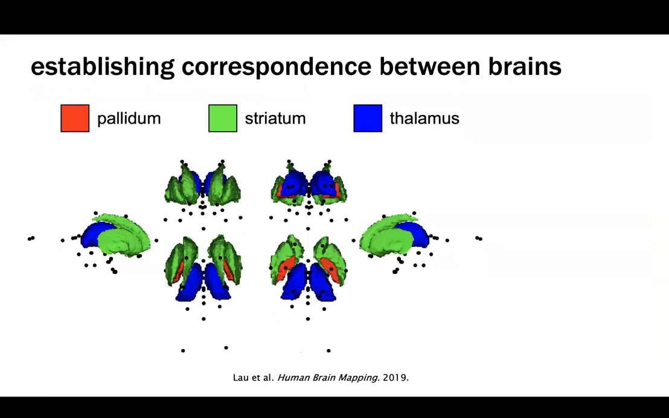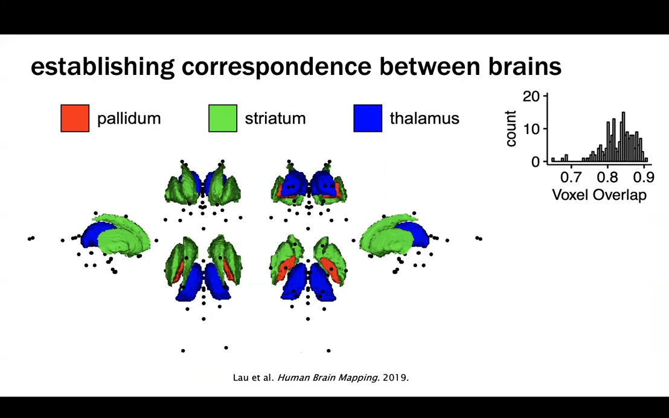And here's an example of why we think it's helpful. So here we have those points in black overlaid, and you can see how they are related to some of the subcortical structures. And these are subcortical segmentations available through FreeSurfer for the pallidum, striatum, and thalamus. When we look at voxel overlap, looking at that template to subject registration, you can see on the histogram that most of the measures are quite acceptable.